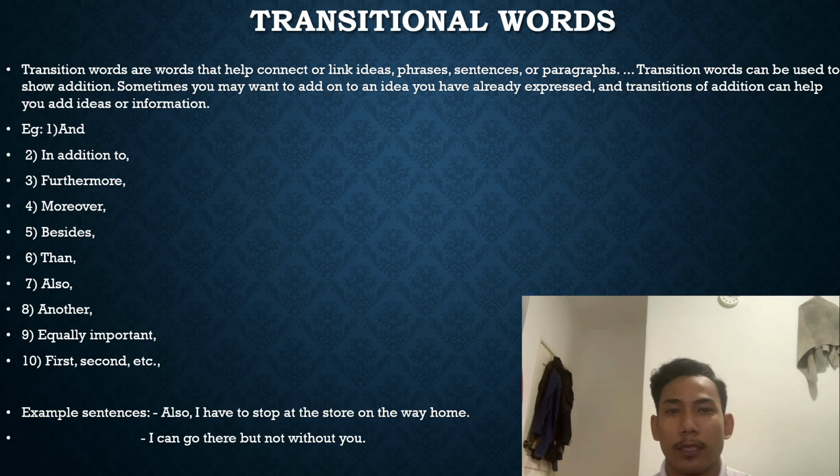Okay, so for the example sentences for transitional words: also, I have to stop at the store on the way home. And the second one is, I can go there but not without you.